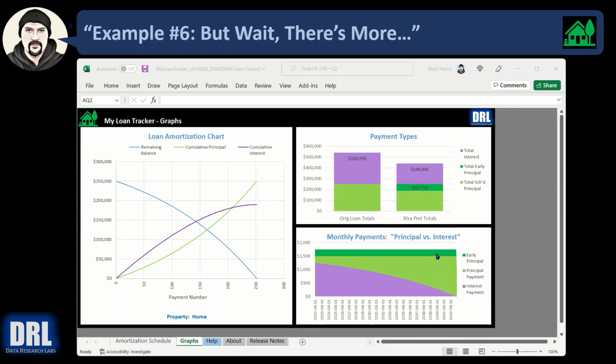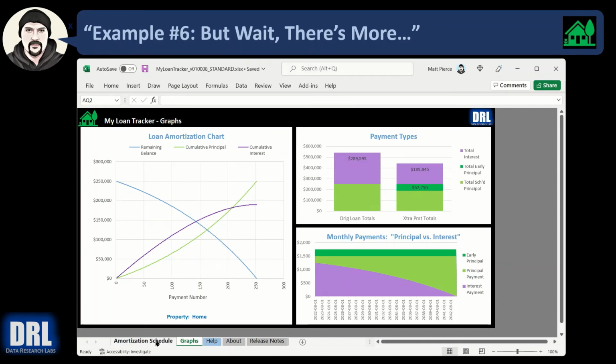But by doing the early principal, we get this big, nice dark gray bar that shows we're getting principal paid faster here instead of at the tail end, and it knocks off however many years. But these are two nice charts that you have in addition to the one that's always there.